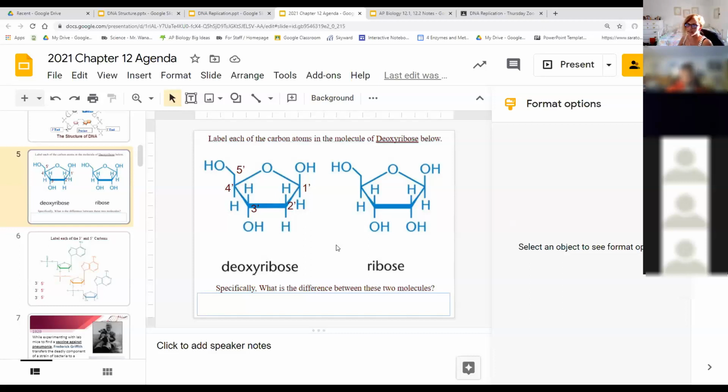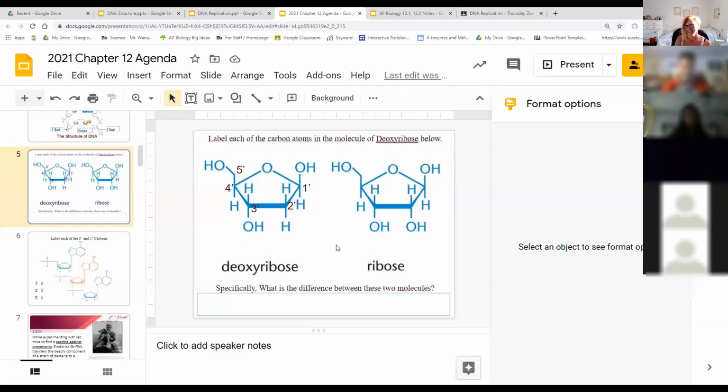So specifically, what is the difference between these 2 molecules? I said there's a hydroxyl group on the 2' carbon of ribose versus deoxyribose. So is it missing a hydroxyl group entirely, or is it only missing part of that hydroxyl group? Doesn't deoxy mean without oxygen, so there's no oxygen? Right. So you could say there's a hydrogen instead of a hydroxyl, or you could say that it's missing an oxygen on the 2' carbon. Yep.